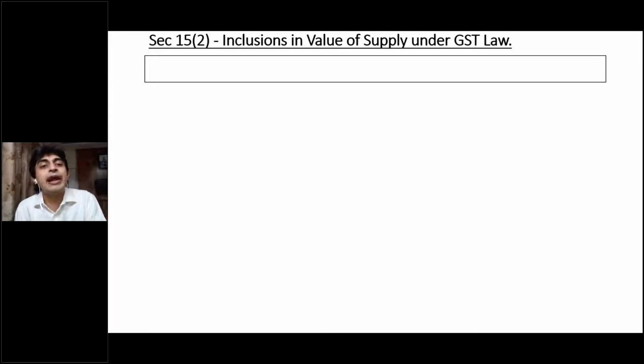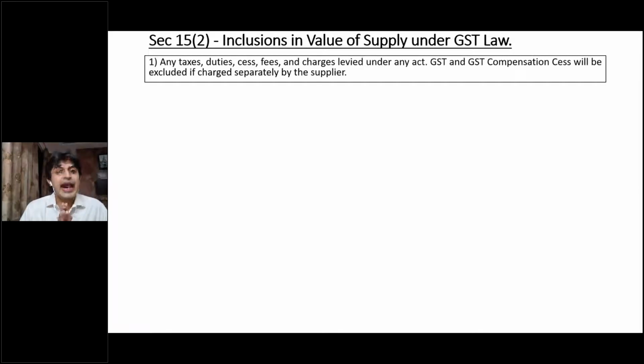Now उसमें कौन से value included? That is the question. So first point, any taxes, duties, cess, fees, charges, any municipal tax or any kind of tax, fees, cess, charge under any other act, GST and compensation cess include नहीं होगा. सब कुछ include होने के बाद जो value आएगा, on that you will charge the GST. So all those taxes, duties, cess, fees, charges shall be included, except GST and GST compensation cess.